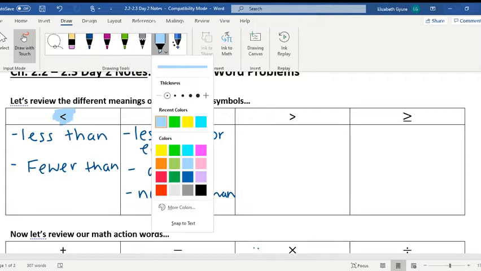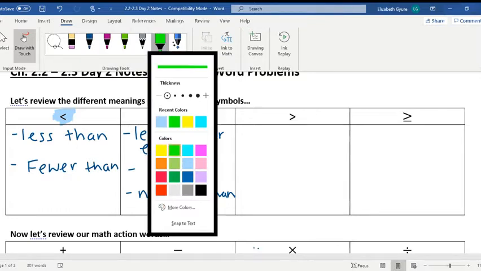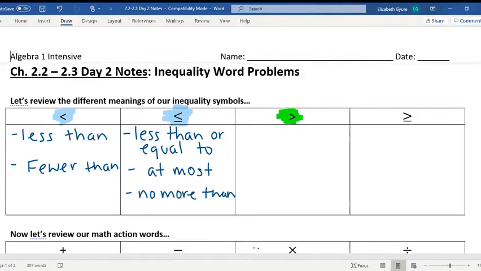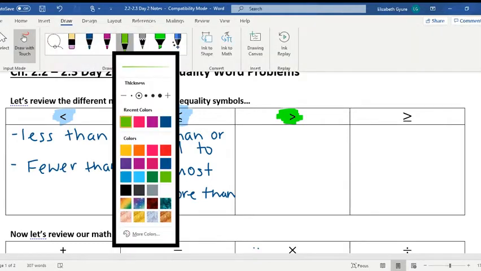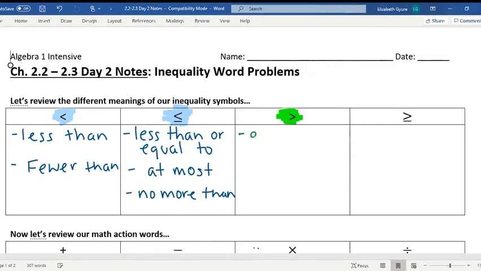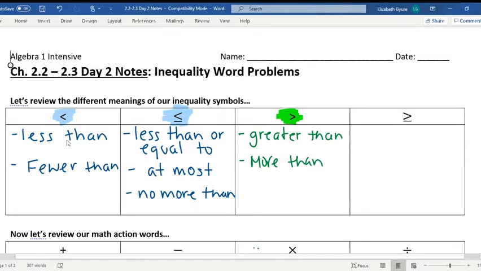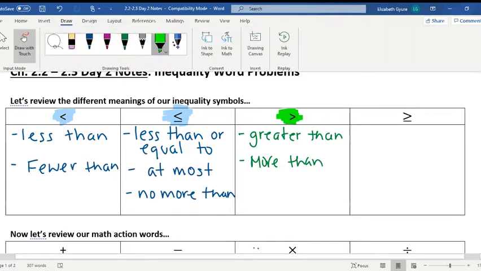So what would we call this one, Asia? Yeah, this one is greater than. Good. What else can we call it other than greater than? Mason? More than. Good. Very good. Yep. Because think about with the less than, right? It was fewer than. The opposite of that would be more than. Very good. What about this last symbol with the bar underneath it?